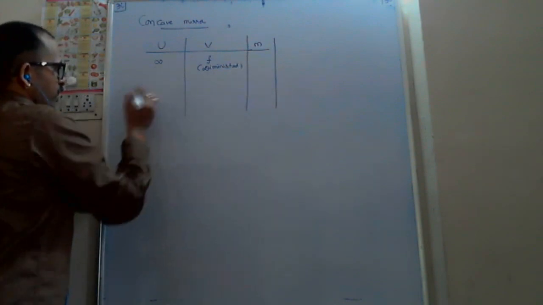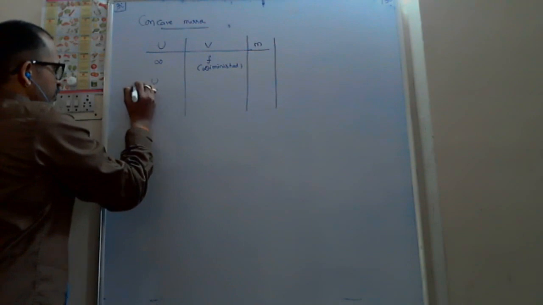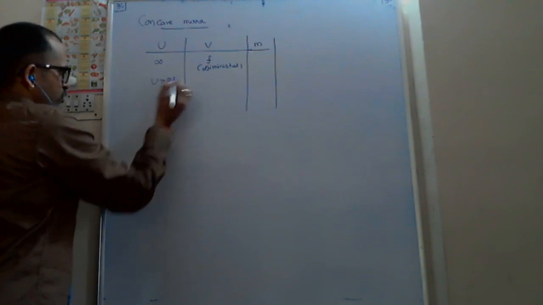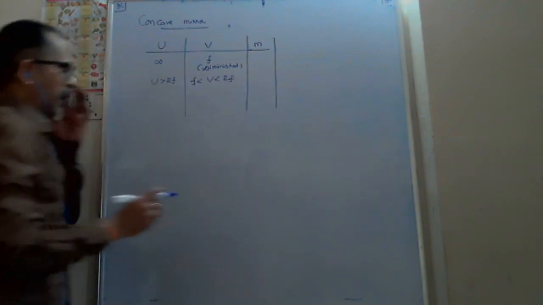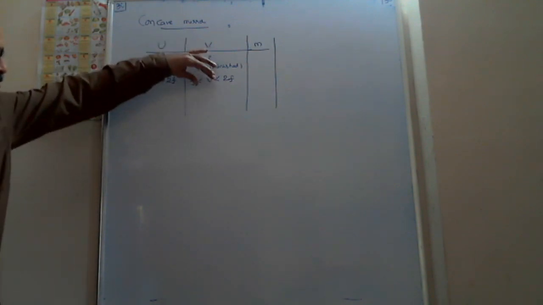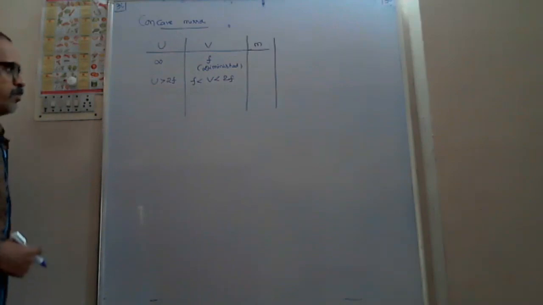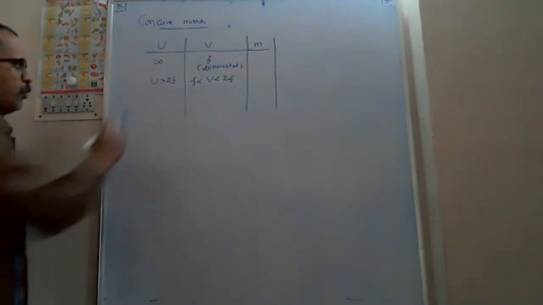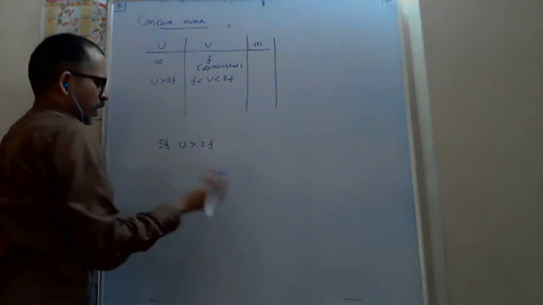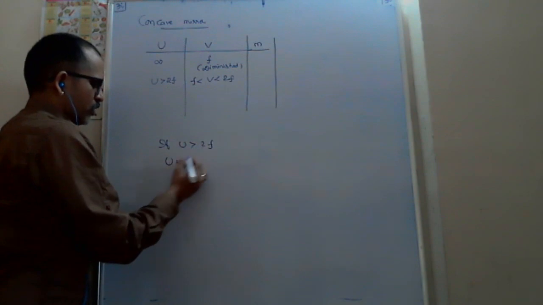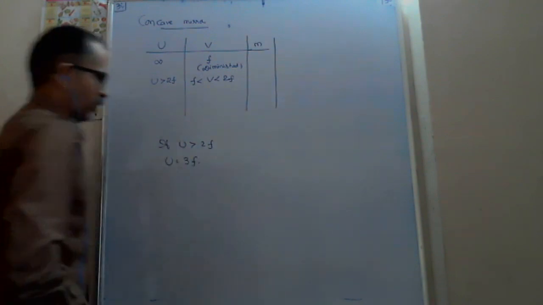When the object distance is greater than 2f, you told that v lies between f and 2f. What about the magnification, and whether it is enlarged or diminished? For that, if u is greater than 2f, take some value. Suppose u is 3f.